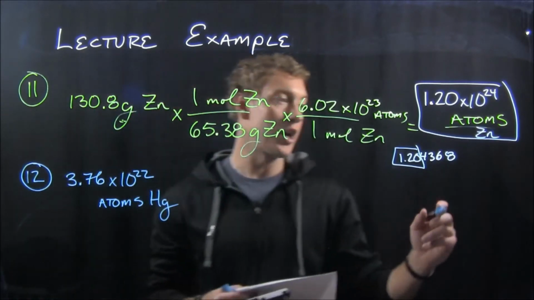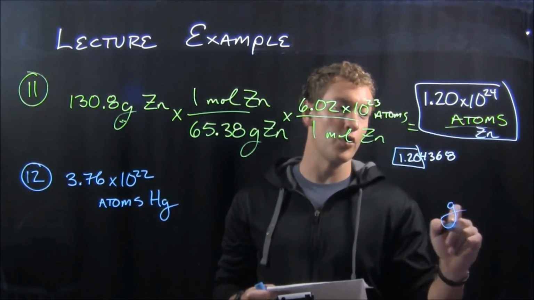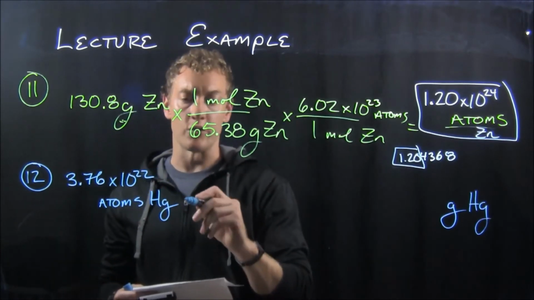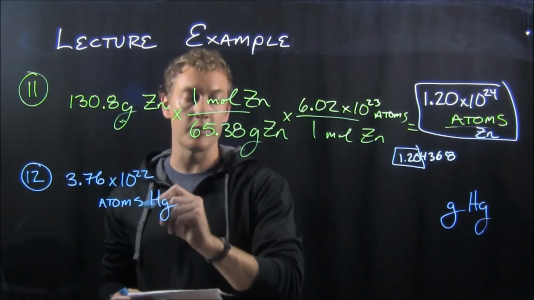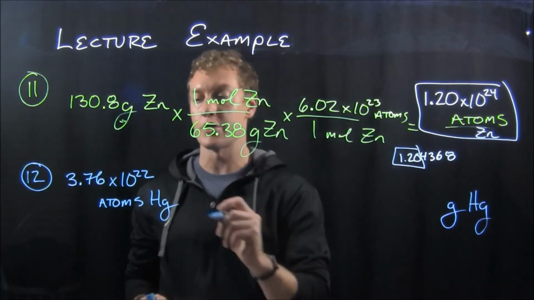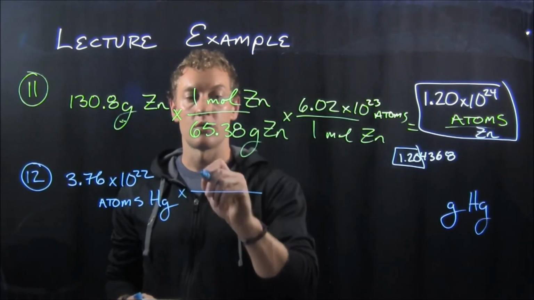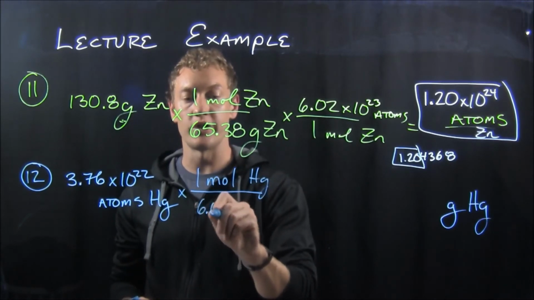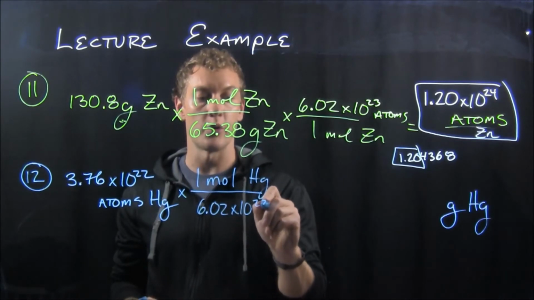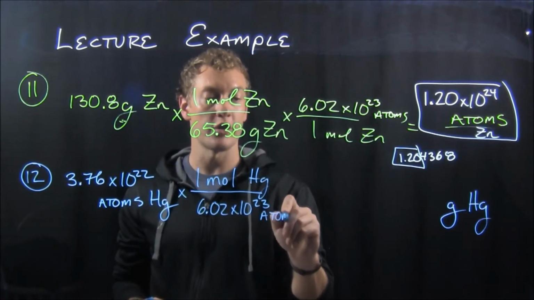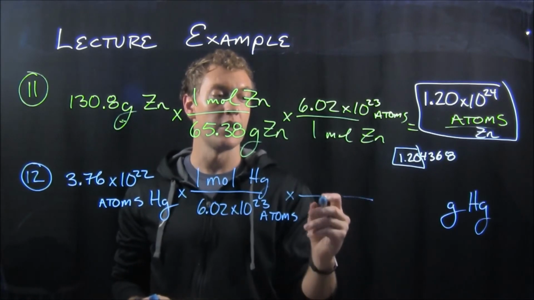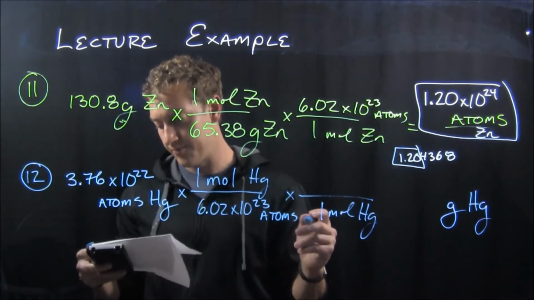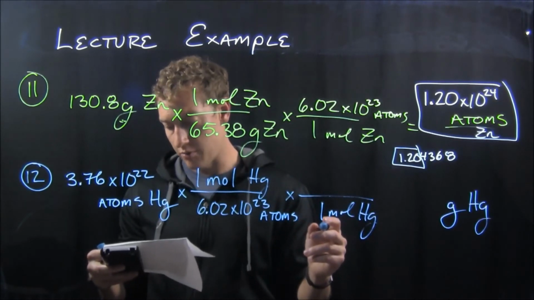So it asks for mass in grams, so when we are finished, we're looking for grams of mercury. It's going to be the exact same but backwards. We need to convert atoms to moles, then moles to grams. 1 mole of mercury is 6.02 times 10 to the 23rd atoms of mercury, multiplied then by 1 mole of mercury for every, what is mercury's molar mass?